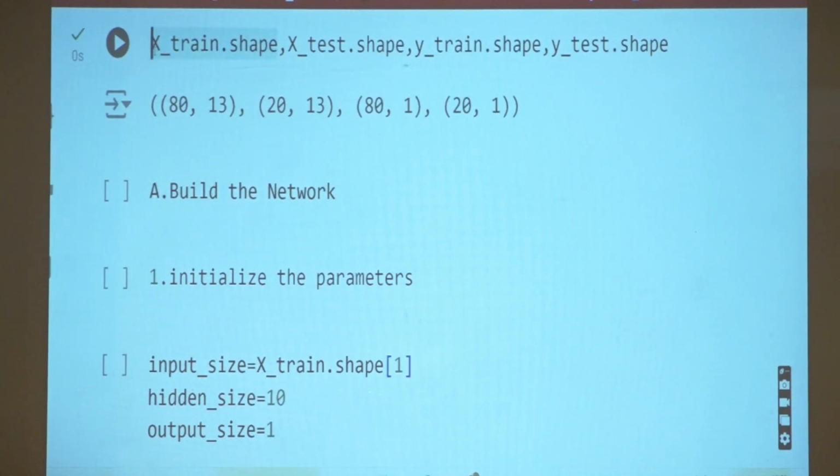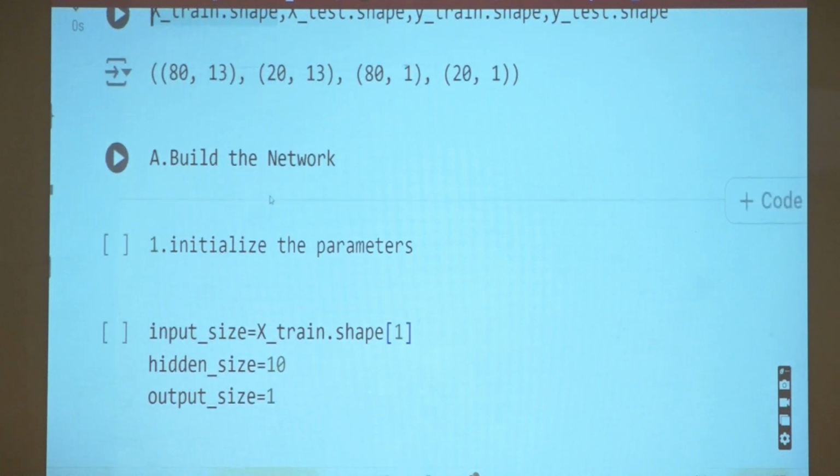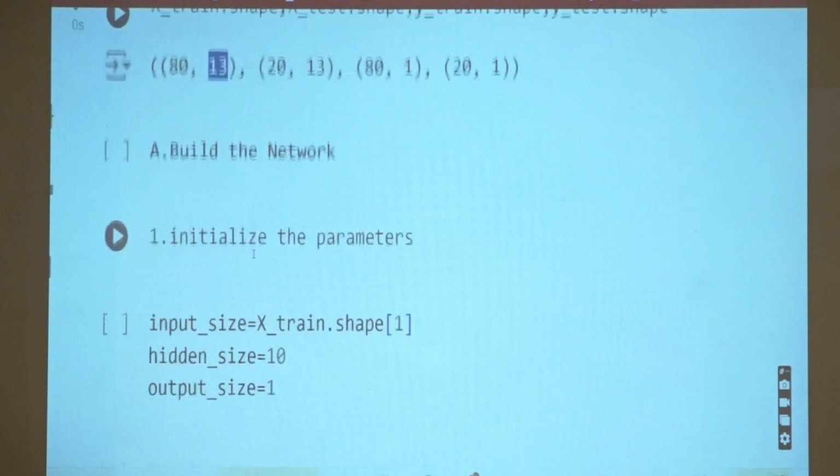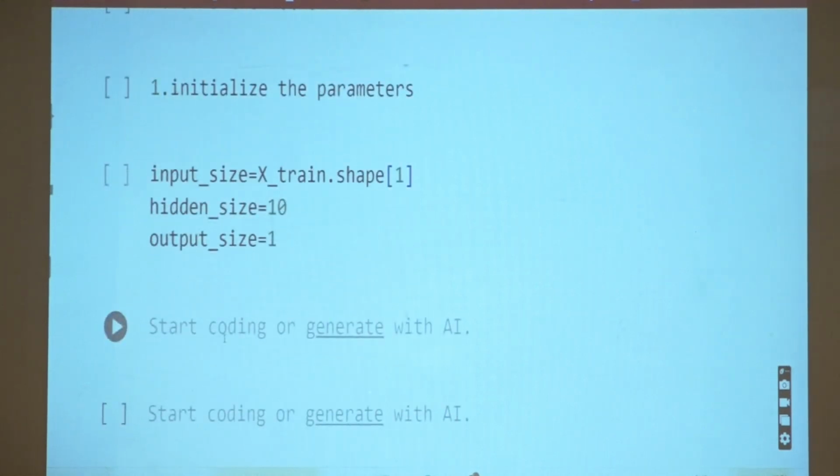Why? Because I have only 2 classes, saying whether it is B or M, benign or malignant. So I will take only one output. If it is 0, it is benign. If it is 1, it is malignant. So I am initializing these 3 parameters: one input layer with X train data, one hidden layer with 10 neurons, and one output layer. Did you all do this? When I give X train dot shape, all the 13 variables would be taken.